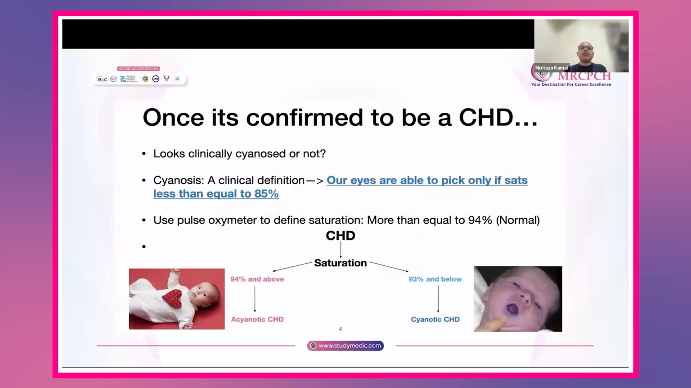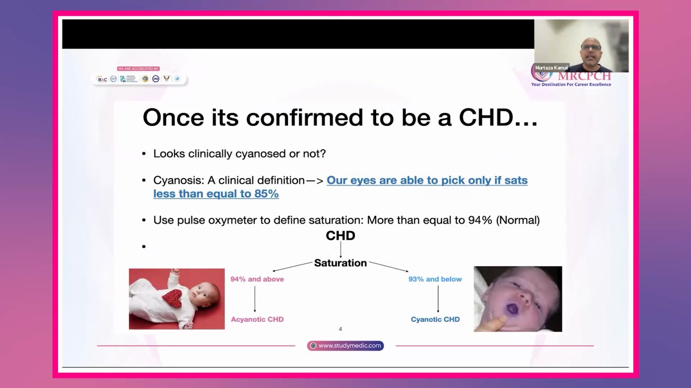The second thing to be seen is this: you have suspected the child to be a case of congenital heart disease, so then you will have to see whether the child looks cyanotic or not. What we have to emphasize is that cyanosis, by definition, is a clinical thing. Cyanosis is bluish discoloration of the skin and the mucous membrane.